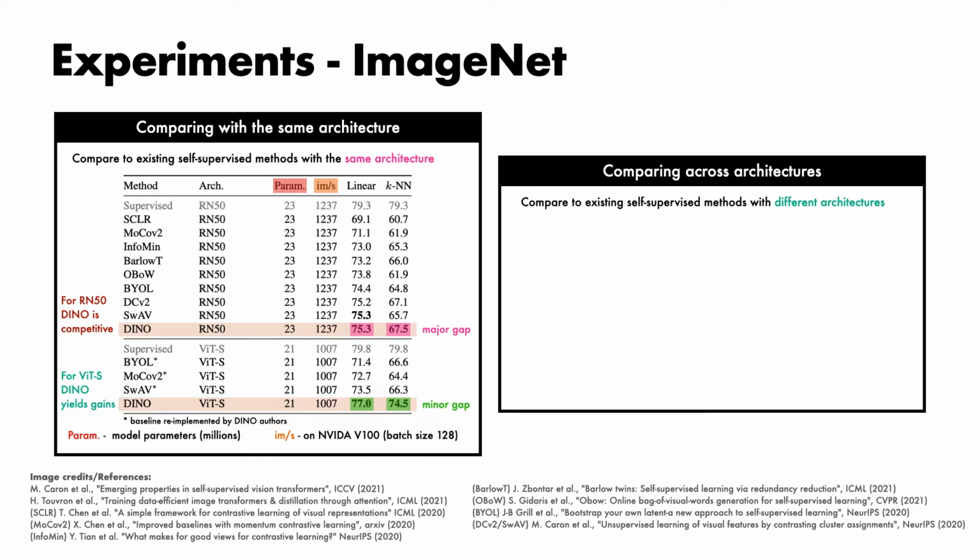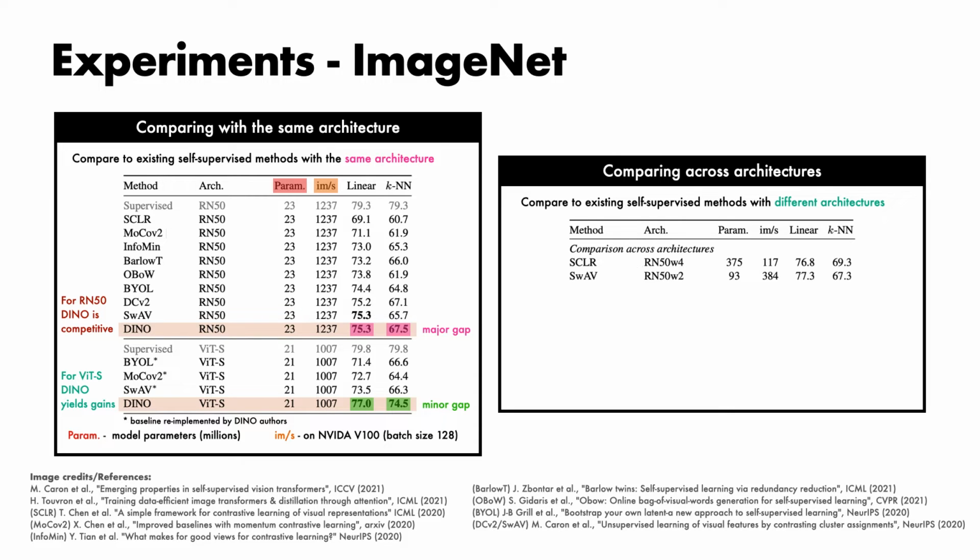Here, the goal is not necessarily to make an apples-to-apples comparison, but rather to explore the potential that DINO has to yield improvements across different ViT settings. First, when comparing to chunkier ResNets trained with SimCLR, SwAV, and BYOL, DINO performs favorably when using a ViT-B/16 model with a roughly similar throughput and number of parameters.